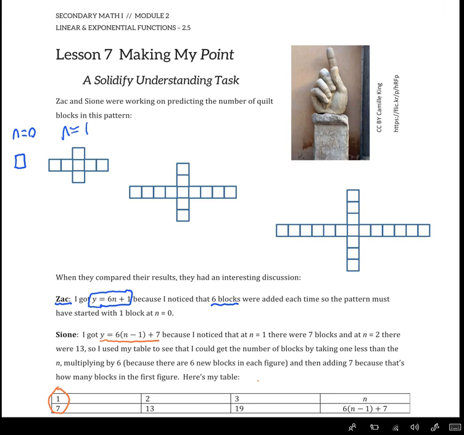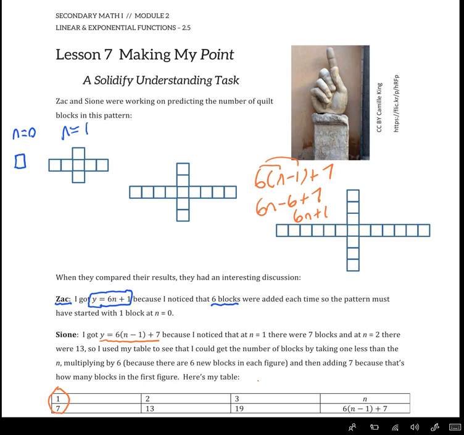So these are two different ways of writing the same rule, and they are equivalent because if I take Sion's rule, 6 times n minus 1 plus 7, and I distribute it, I get 6n minus 6 plus 7, which is the same as 6n plus 1. It's the same thing, just different ways of writing it.